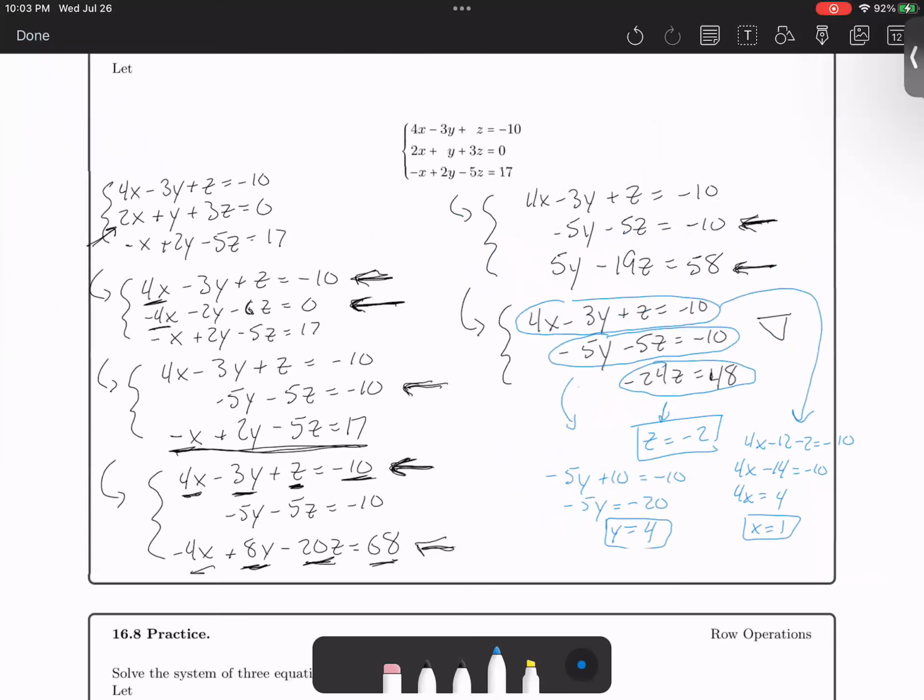So this three-dimensional system has a unique solution in three-dimensional space: the x value of 1, the y value of 4, and the z value of minus 2.